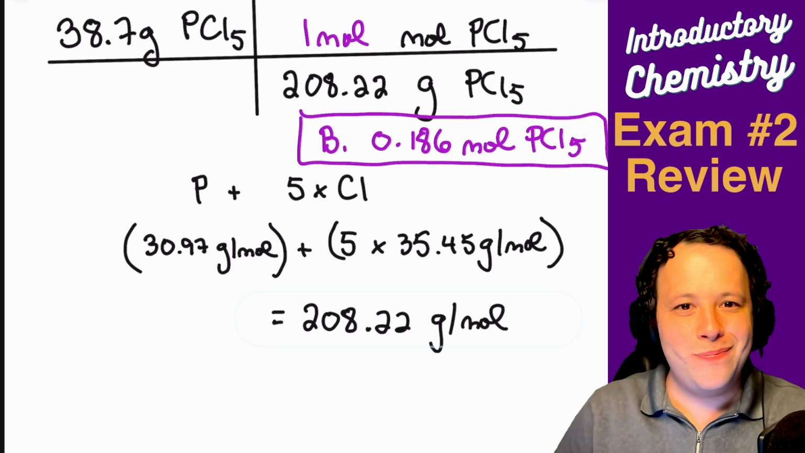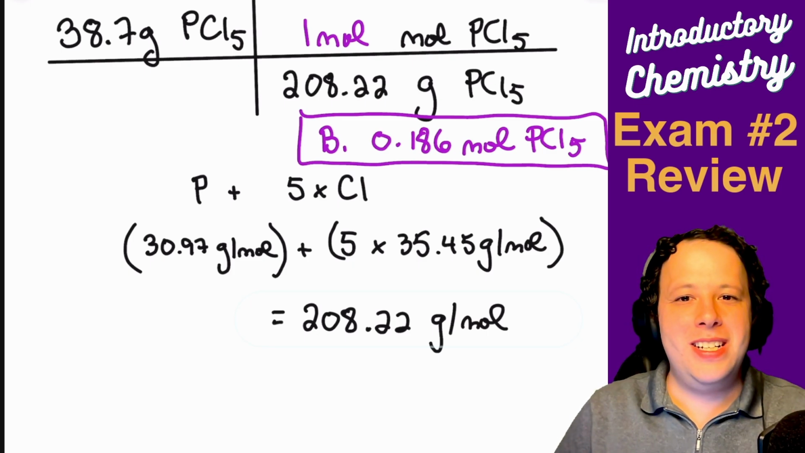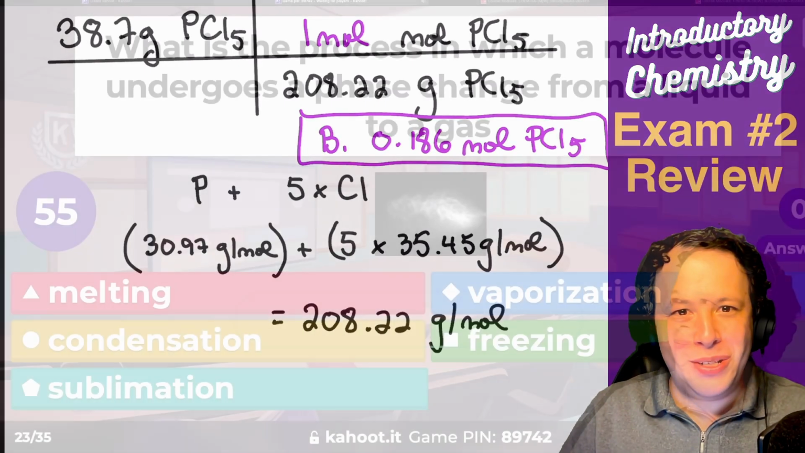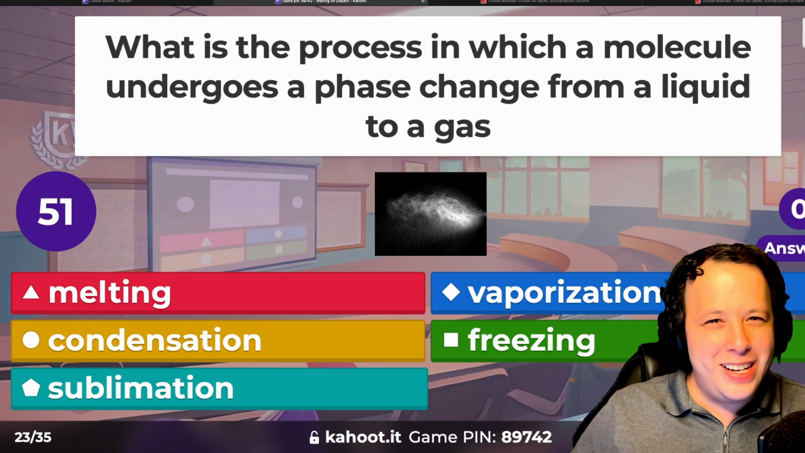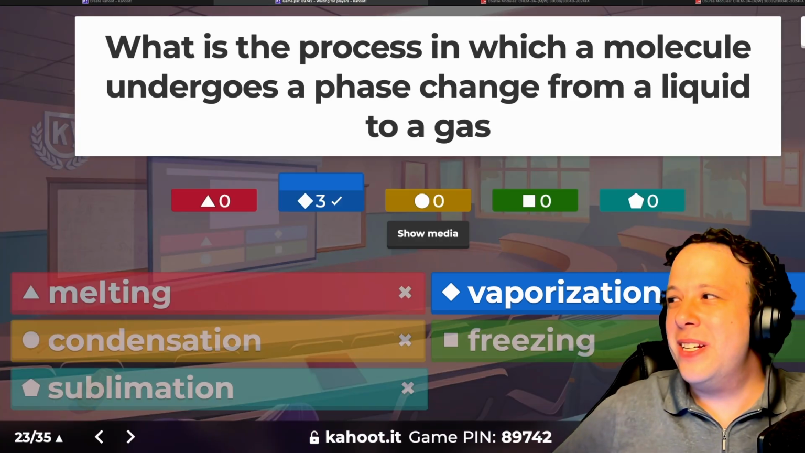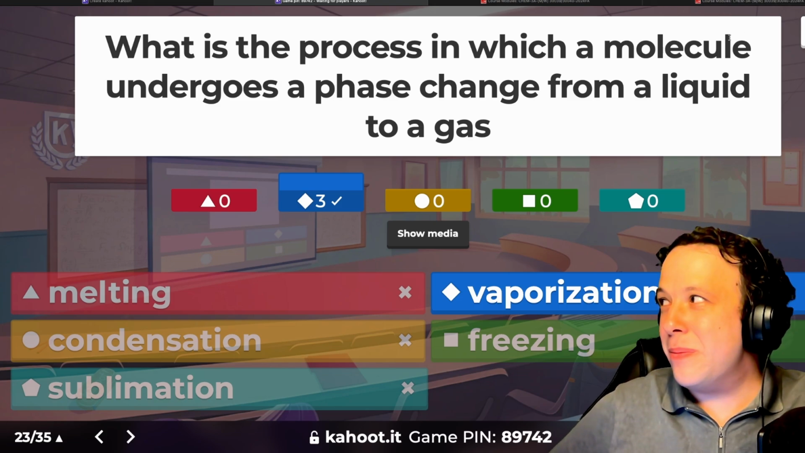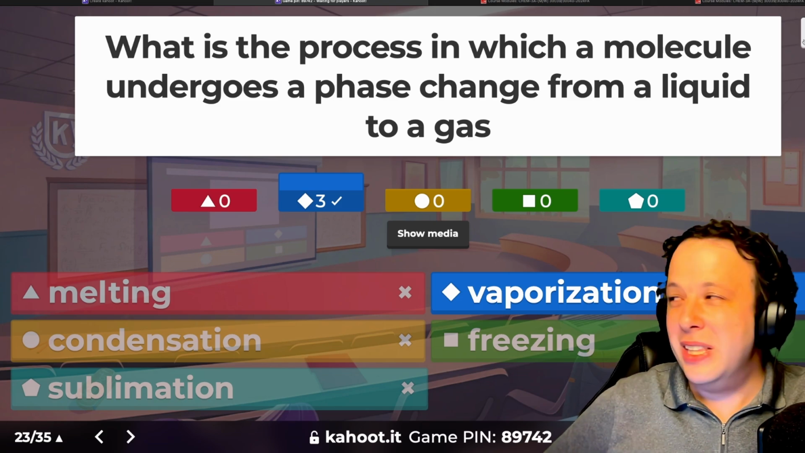This is really wordy. A lot of times it's just background distractor information. What is the process in which a molecule undergoes a phase change from a liquid to a gas? Easy peasy, right? Vaporization, boiling, you could use either term. Both of them go from a liquid to a gas.